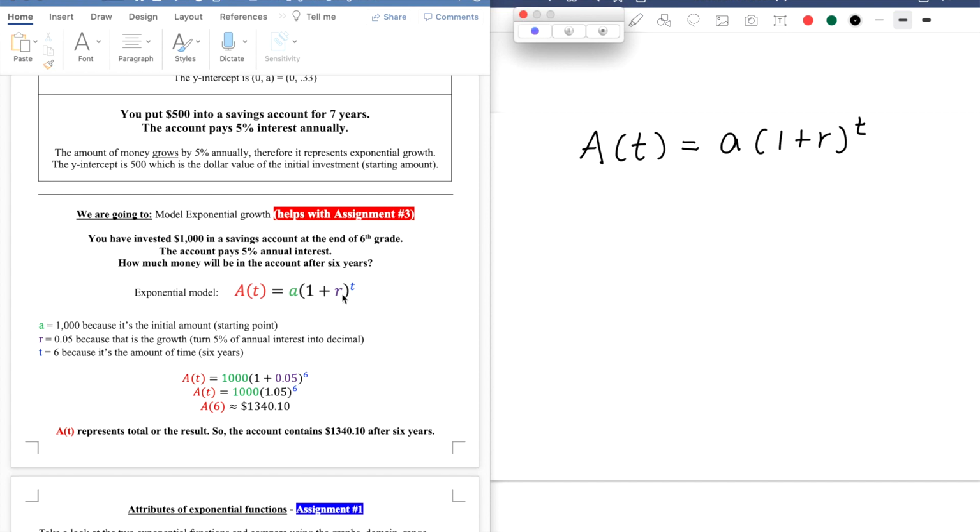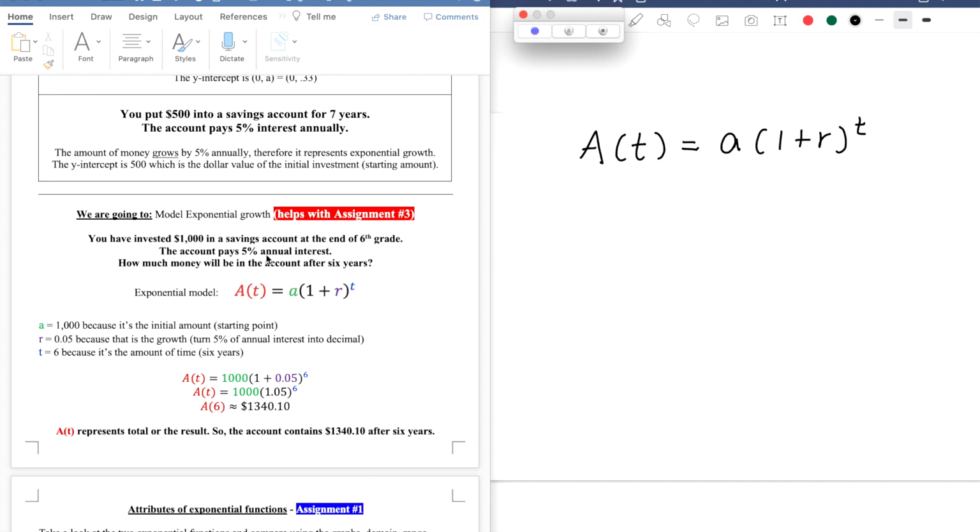r, that is your rate. That's going to determine if it's growth or decay. So which part of the word problem tells you if it's growth or decay? This 5%: the account pays 5%. The account's going to pay you. So if something's paying you, you're earning, you're gaining that money. So that is growth, right?